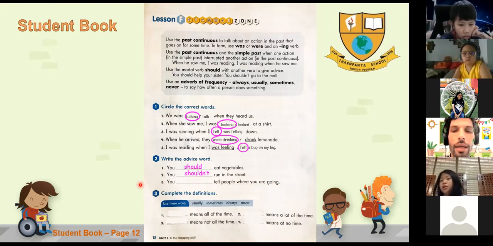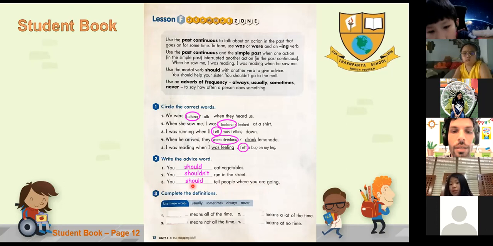Let's say you go out alone. Let's say you want to go to the market to buy some groceries or to buy a snack. You should or you shouldn't tell your parents, for example, okay, you should tell people where you are going. For example, if you go to the shop to buy a snack, you should tell your parents, you must tell your parents where you are going.